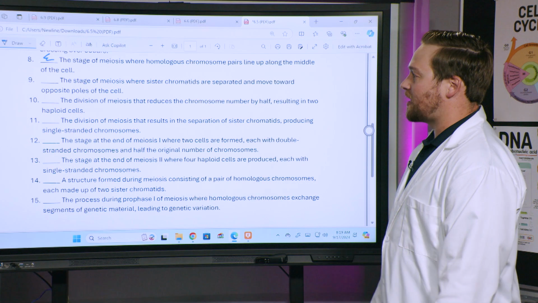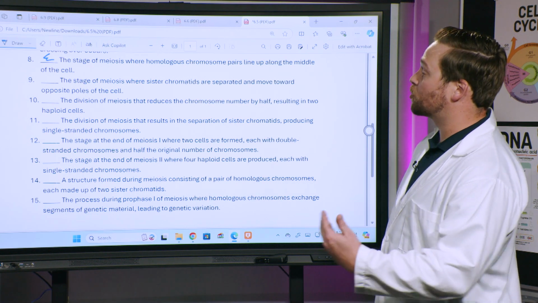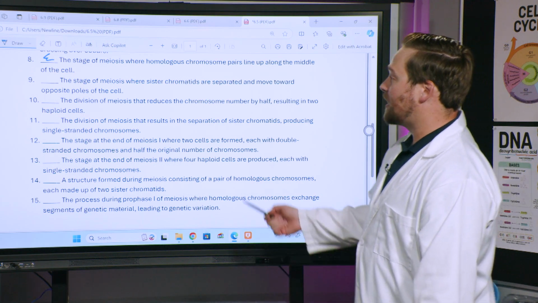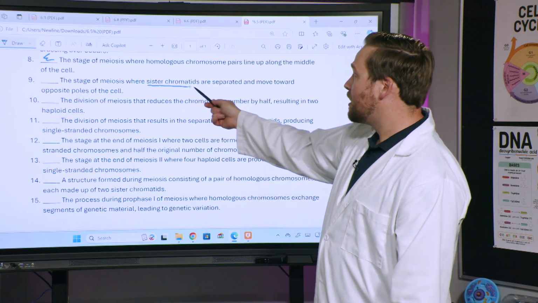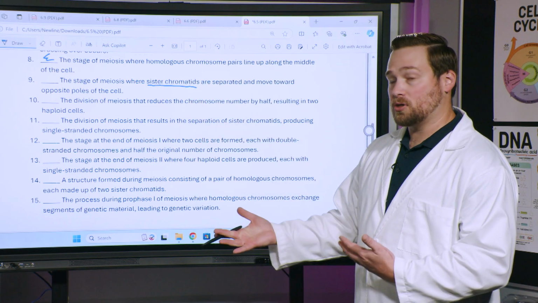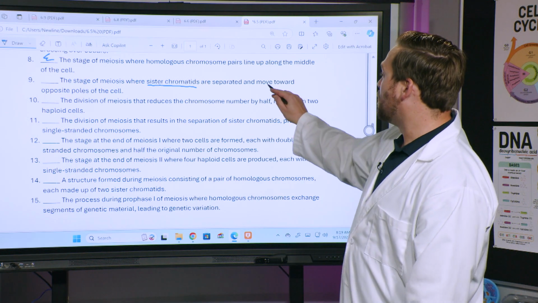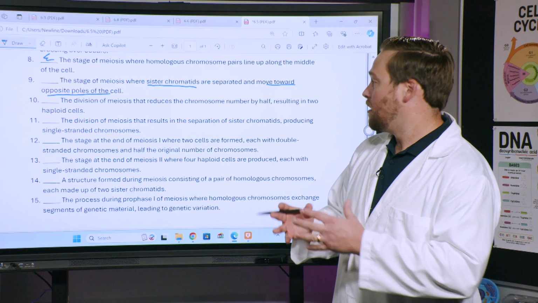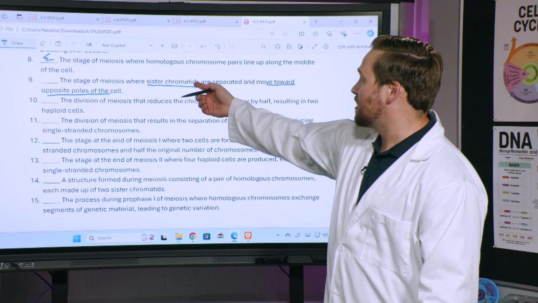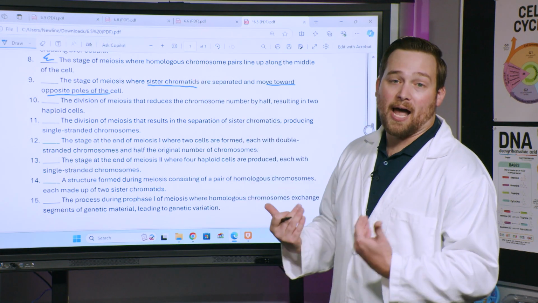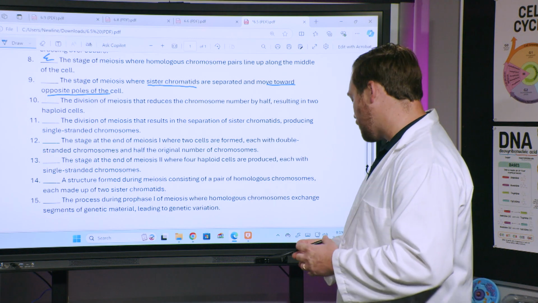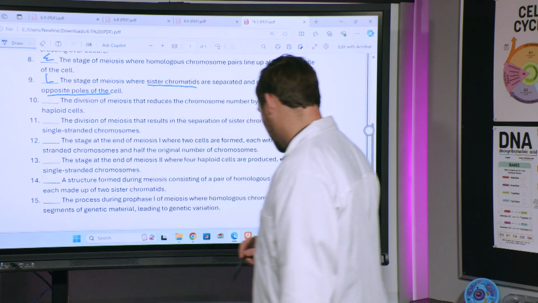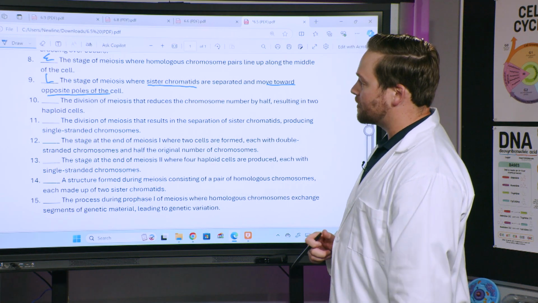Okay, 9 says, the stage of meiosis where sister chromatids are separated and move towards opposite poles of the cell. Again, I see the word sister chromatid, so that tells me that I'm in meiosis 2, and then I just have to figure out move towards opposite poles of the cell. Well, what does that describe? Moving apart is anaphase, and because it says sister chromatids, I know it's anaphase 2, okay? So for number 9, let's go with letter L, which is anaphase 2. Okay, great work. Let's keep this going.